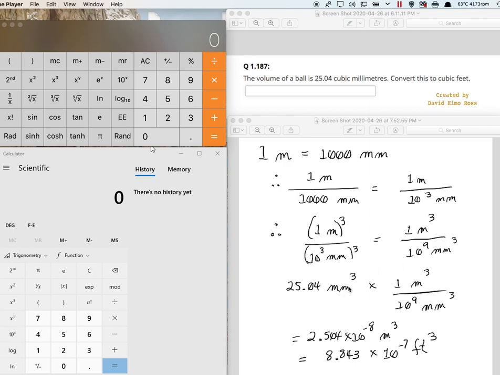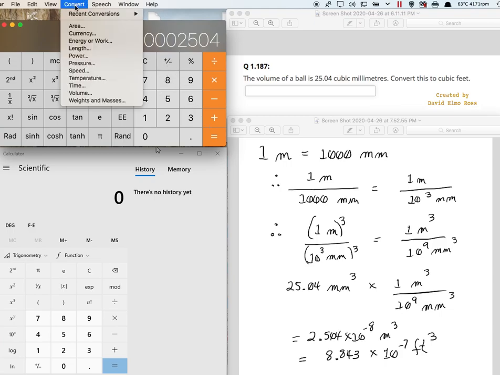Now when we do this calculation here, that's 25.04 cubic millimeters times 1 meter cubed over 10 to the 9 millimeters cubed, and we shift the decimal, that's 2.504 times 10 to the minus 8 cubic meters. Now when we take a look at our calculator, let's put that number in, 2.504, and then EE 8, change sign, equals, then we're going to do convert.